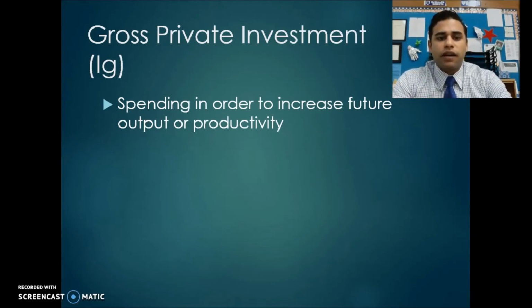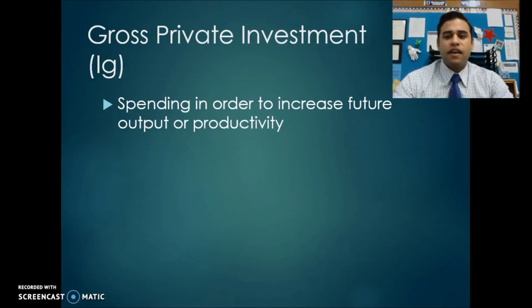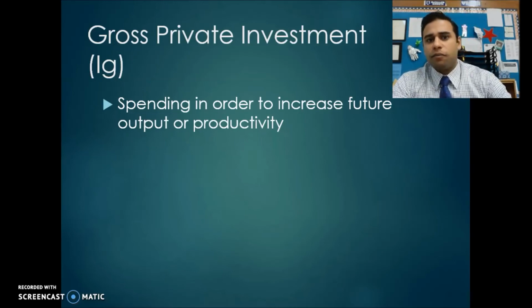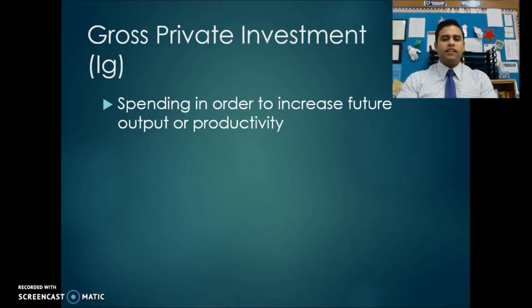The next one, gross private investment, is, like I said before, businesses spending, but it's business spending in order to increase future output and productivity, right? So when a business spends money to be able to make more money or to increase production, that's investment. Importantly, to an economist, an investment is something that leads to more production. An investment is not what you might think of when you're thinking of financial investments, which are just like stocks and bonds and buying companies and stuff like that. Those are financial things, but they don't lead directly to more production.